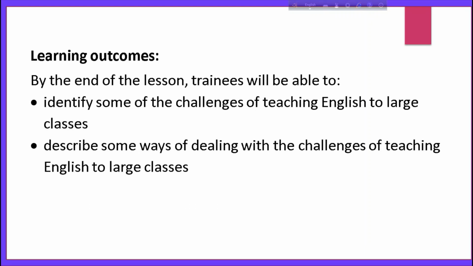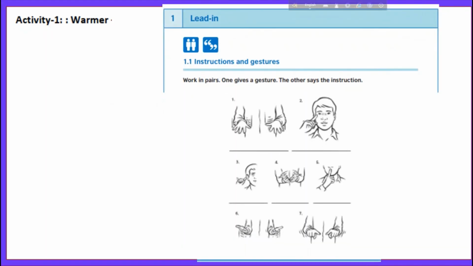What are the learning outcomes of this session? Identify some challenges of teaching English to large classes. Describe some ways of dealing with the challenges of teaching English to large classes. So let us start the session. At first, activity one, warm-up activities. Here these activities are picked up from our TMT manual.